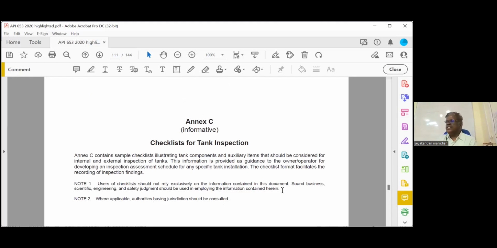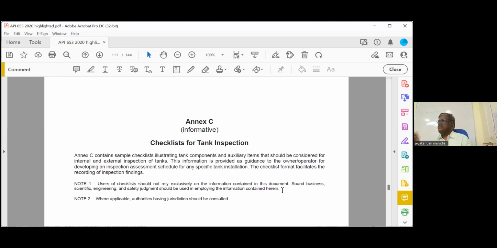Checklist. See, checklist means there are 2 types of checklists. C1 is when the tank is in service. How to check the tank? It will start from the foundation, what you have to check like that. And C2 is when the tank is out of service. Generally, there is one question asked in the open book.